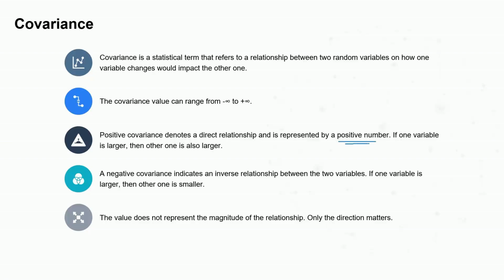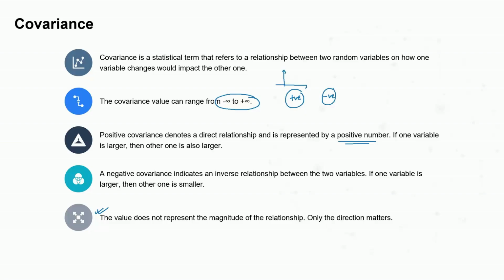Similarly, a negative covariance indicates an inverse relationship between the two variables. If one variable is larger, then the other is smaller, and vice versa. The value does not represent the magnitude of a relationship, only the direction matters. So, as I said, the values could range between -infinity to infinity. And from this point, it is clear that the magnitudes are not that important. What's important is whether the covariance value is positive or negative. If it is positive, then simply there is a positive covariance between two variables.